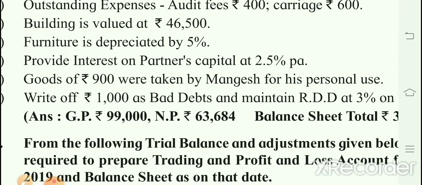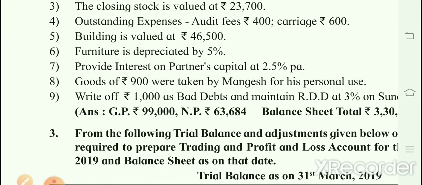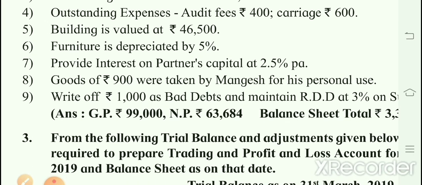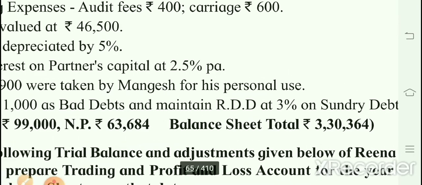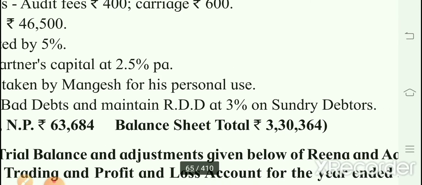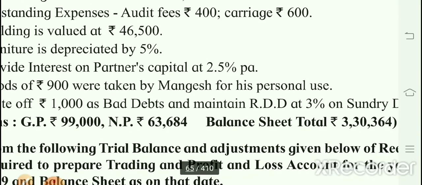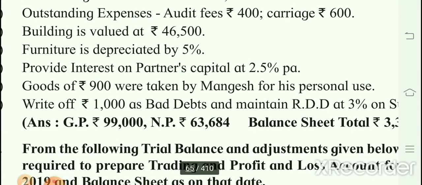That's why instead of deducting it we are writing it on debit side. Amount will be written in the column of Mangesh. Next, write off rupees 1,000 as bad debts and maintain RDD at 3% on sundry debtors. Write off rupees 1,000 as bad debts means these are our new bad debts.